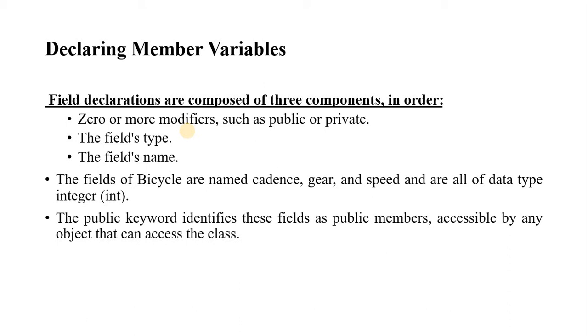When you are looking into the fields, fields can have three components. It can have zero or more modifiers. The modifier can be public, private, or protected. So the modifier is one point. Second is the field type, the data type of the field, followed by the field name, which is an identifier for the variable. So we are going to see the bicycle class, which will have cadence, gear, and speed, all declared as integer type. That is the field type.